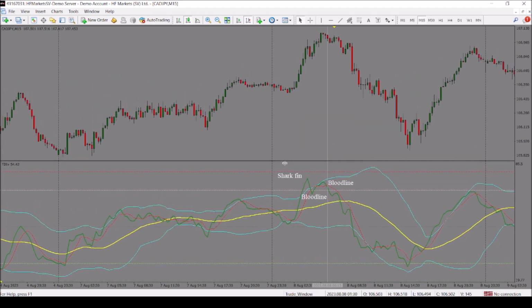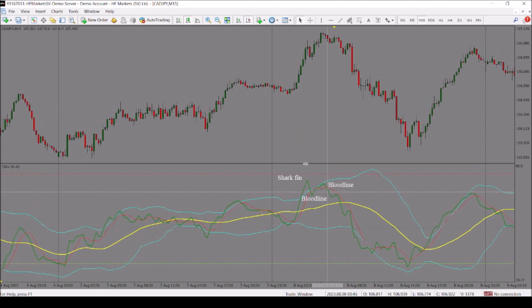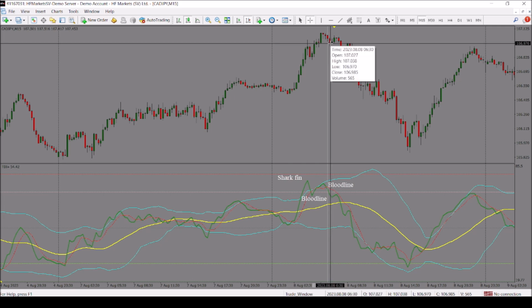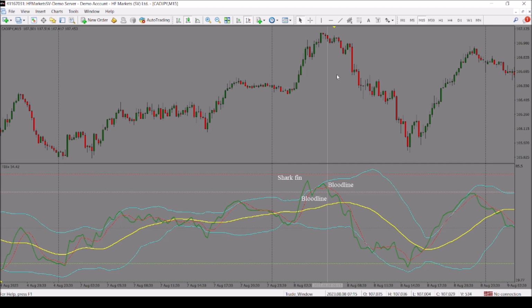Alright, so after seeing these things, you can see that this shark fin was issued at this particular point, and then the first bloodline was at this point, then the last entry bloodline was at this particular point. Usually, specifically for this indicator, you need to be entering at candle closes. So this is where you are going to make your entry as a first example.